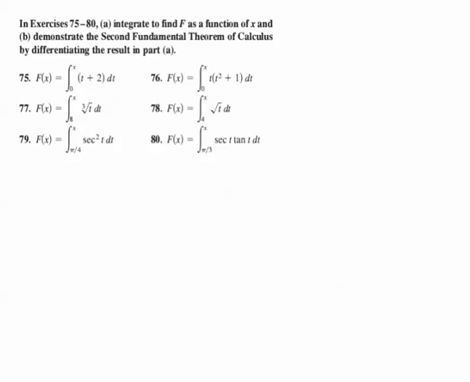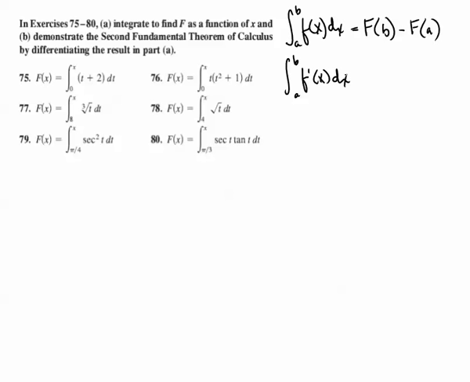Okay, in exercises 75 through 80, we have the second part, or what our book calls the second fundamental theorem of calculus. So let's review very quickly what we're talking about here. The first fundamental theorem of calculus, according to our book, says that the area under the curve of a function between two x values is equal to the antiderivative evaluated at the upper limit minus the antiderivative evaluated at the lower limit.